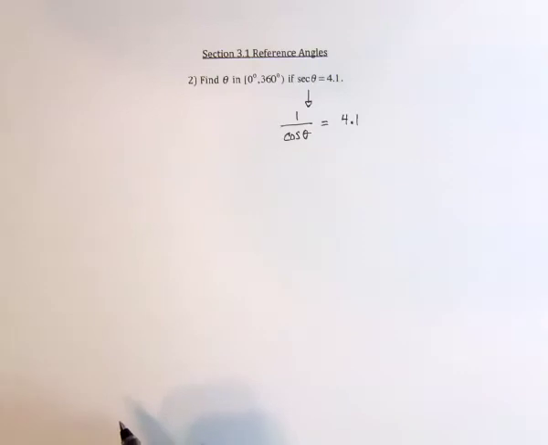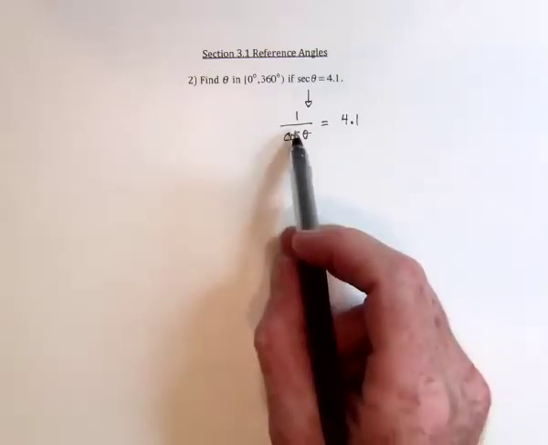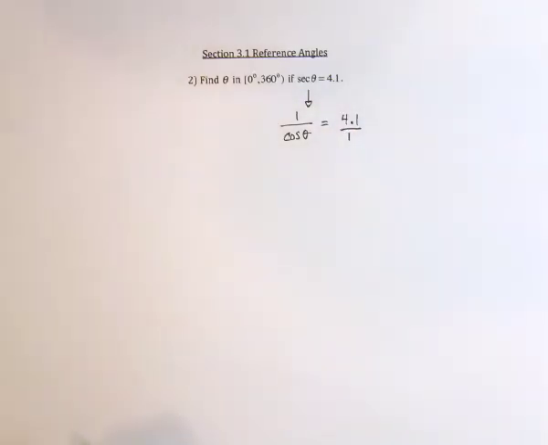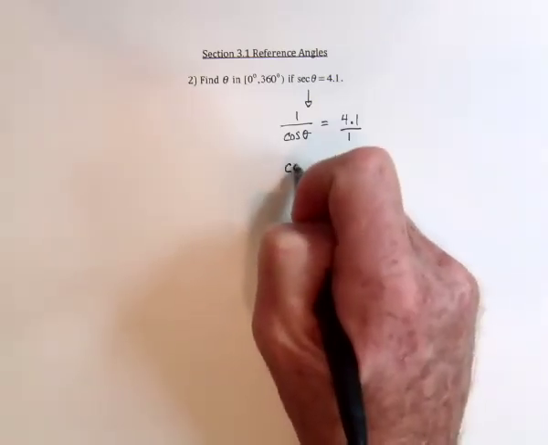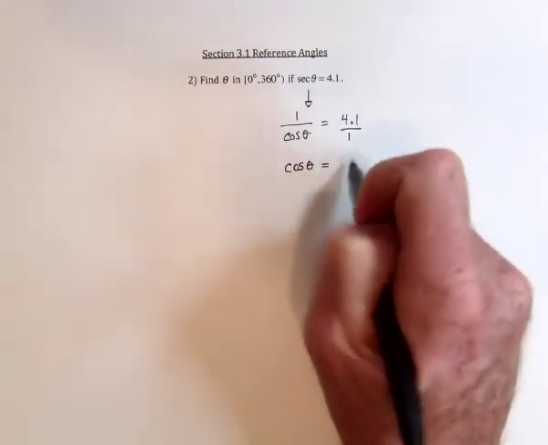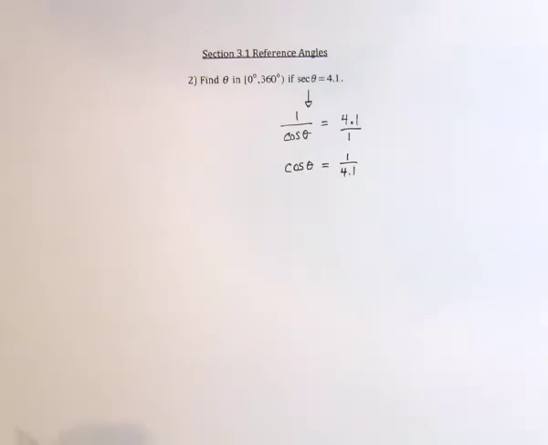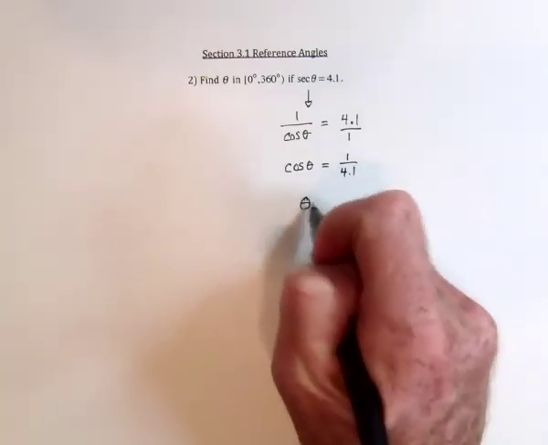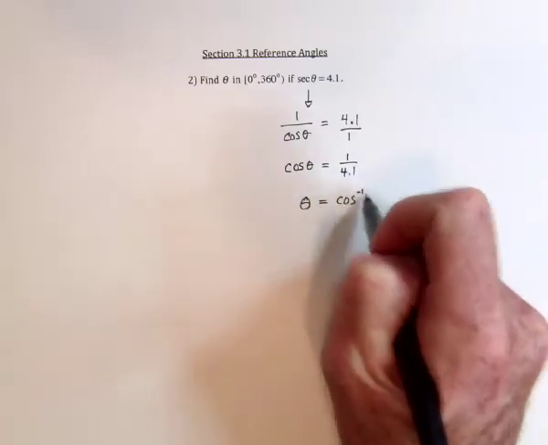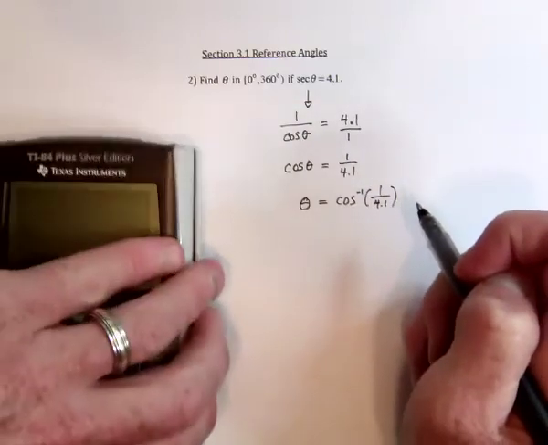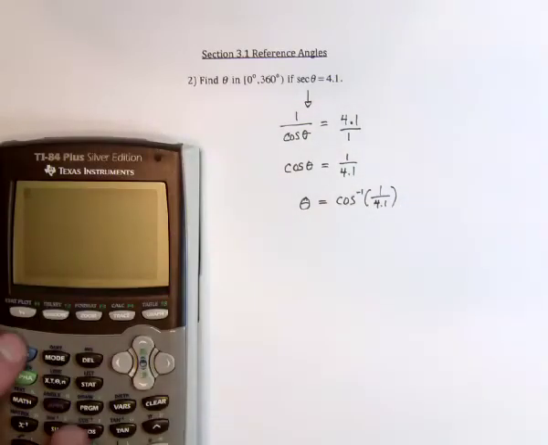And now we can't use cosine inverse yet because the 1 is in the way, or the fraction's in the way. So what we need to do is look at this as two fractions that are equal to each other and invert both sides. So this side becomes cosine over 1 and this side becomes 1 over 4.1. And now we can use cosine inverse to get one of the solutions. So cosine inverse of 1 divided by 4.1.